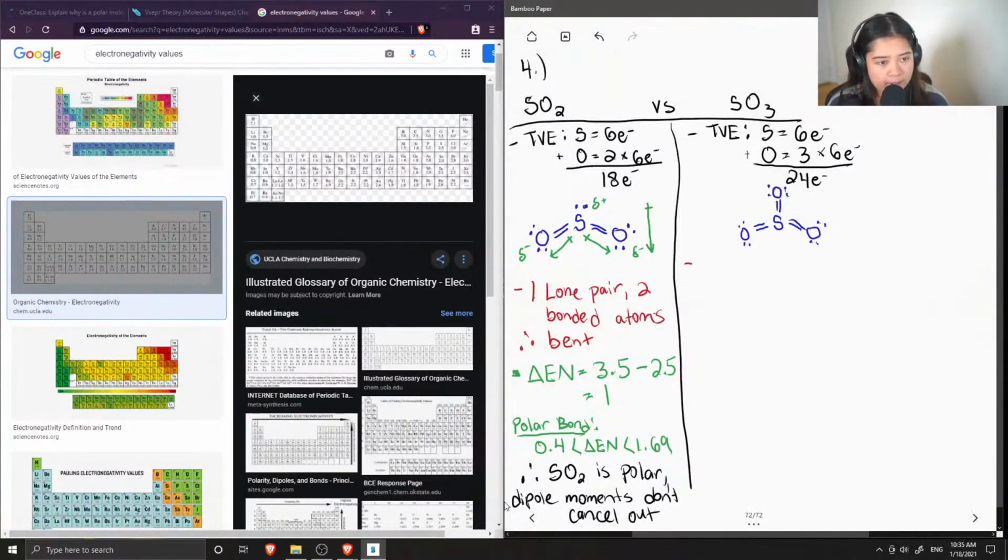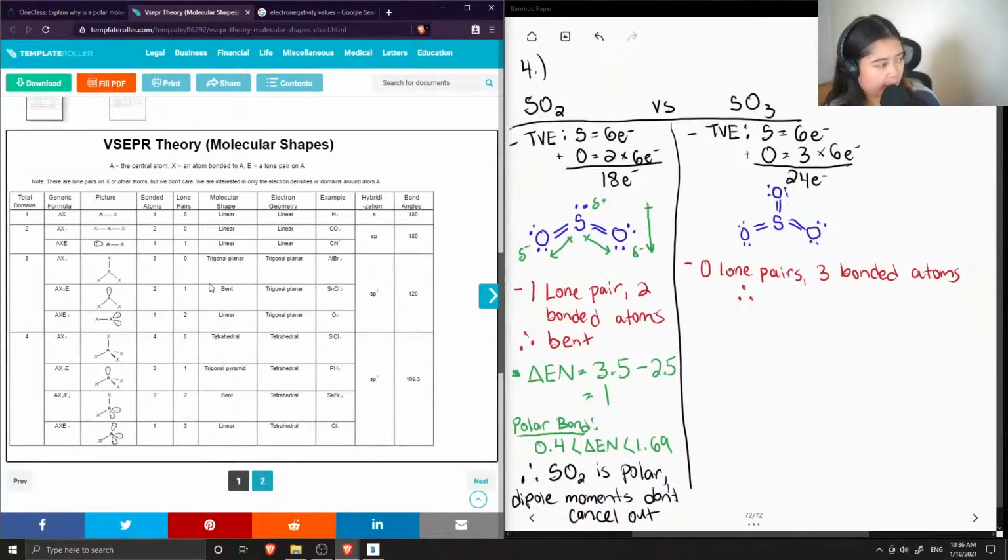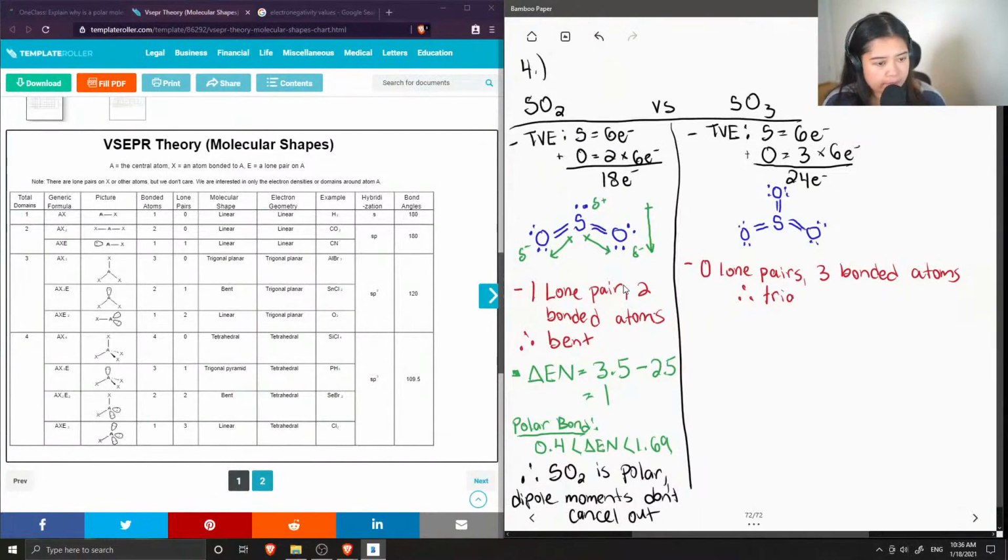So let's find out its molecular shape again. This time sulfur has 0 lone pairs, and we have 3 bonded atoms. So now let's look at our VSEPR table to find out what kind of shape it has. When we have 0 lone pairs and 3 bonded atoms, this means we have a trigonal planar molecular shape. So therefore, trigonal planar.